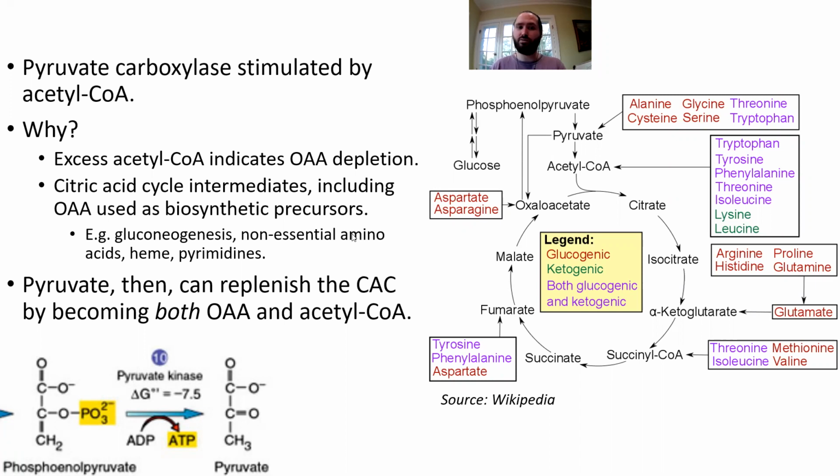So that could be one reason why the pool of citric acid cycle intermediates is depleted, because maybe we're using them to make non-essential amino acids, or maybe we're using them to make glucose. There are other molecules like heme and purines and pyrimidines, which can be made from citric acid cycle intermediates. This goes back to the whole idea that pyruvate can do both. Pyruvate can become oxaloacetate and acetyl-CoA. So then pyruvate can replenish the citric acid cycle and keep it turning. Does that make sense? Any questions?